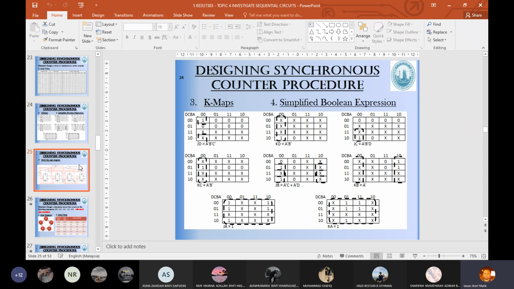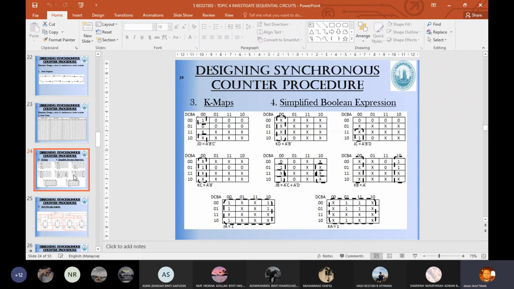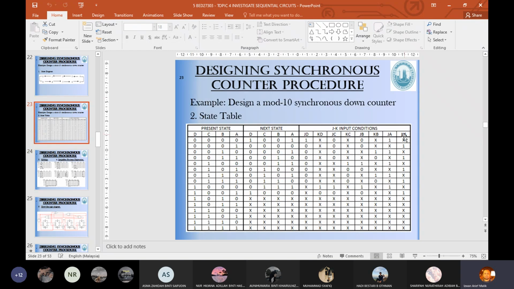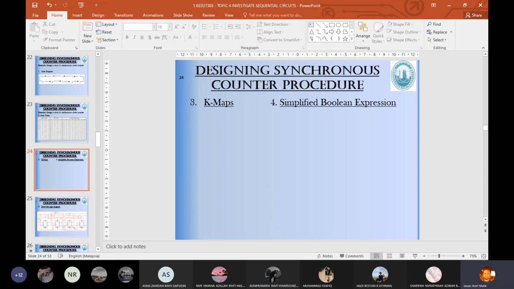Okay, so basically kalau kita tengok, yalah kalau kita tengok macam senang, tapi sebenarnya dia senang je, cuma it needs very concentration yang tinggi lah, especially bila you compare between the present state dengan next state ni. Okay, and then bila you nak extract the JK input condition ke dalam K-maps ni also you need to do them properly. Lepas tu bila you nak simplify pun, tengok macam saya tadi kan, saya terus je nak buat.